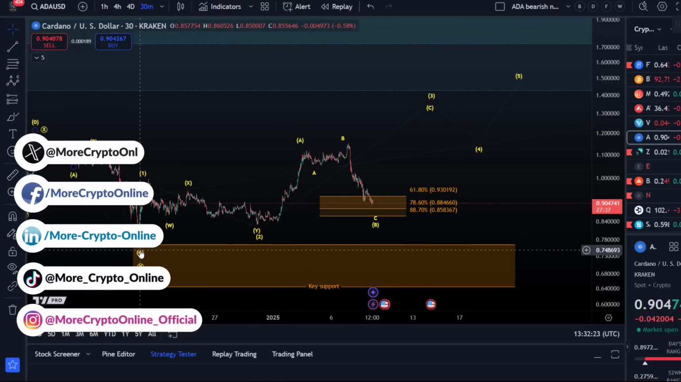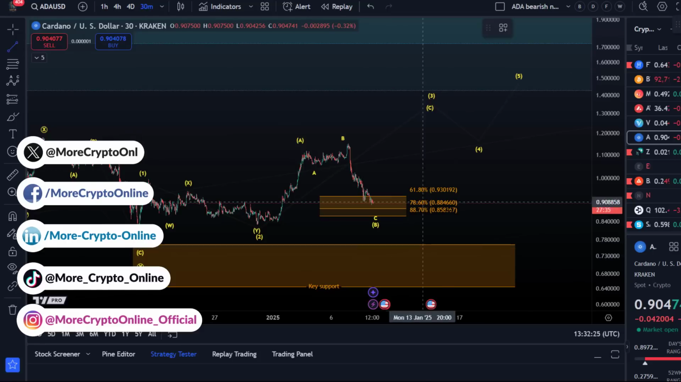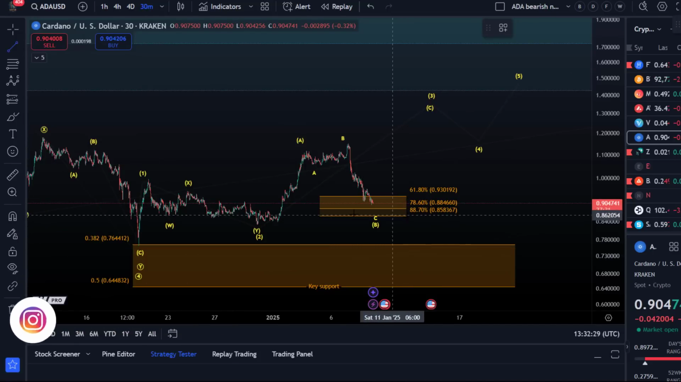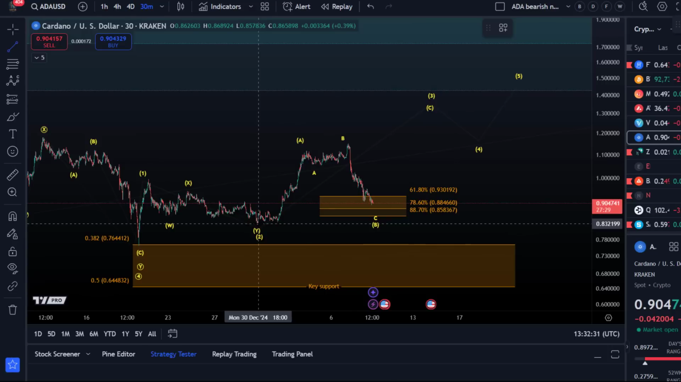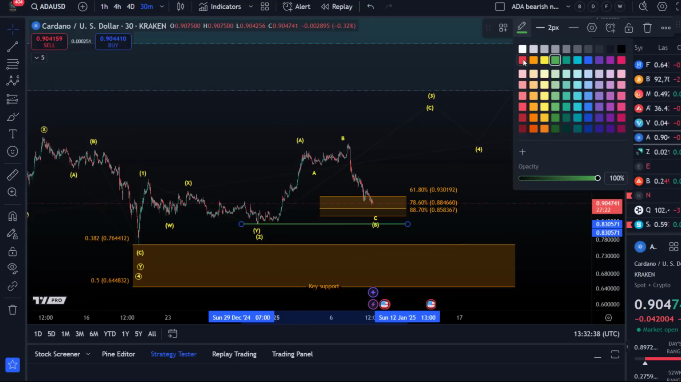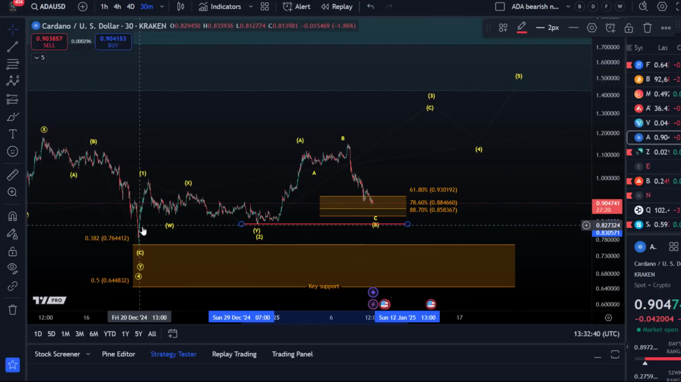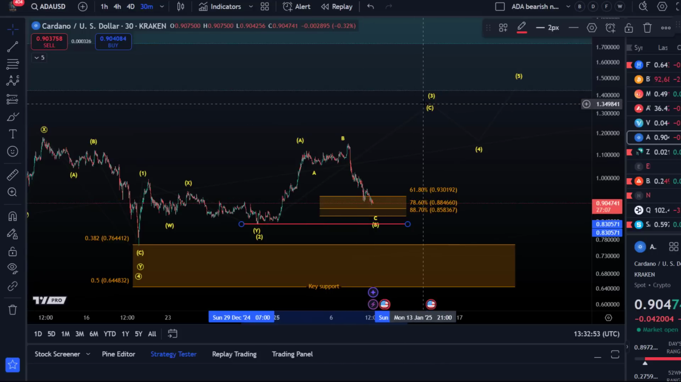But to confirm that further, I need to see a break below 85.8 cents, followed by a break below the 30th of December low, which formed around 83 cents. Why is this important? Because for now we could track this as an impulse. No, not an impulse, a diagonal pattern to the upside. Then we would be in a B wave pullback right now, and that would be wave B of 3.